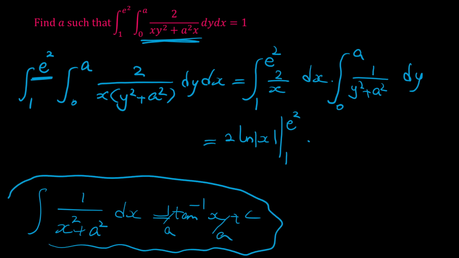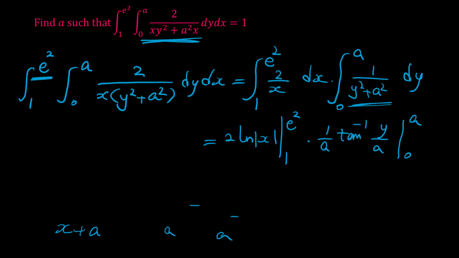This is the formula that I highly recommend you memorize, because if you memorize the formula only for 1, then you can only integrate 1 over x to the 2 plus 1. But whenever we have a number other than 1, this more general formula is better to remember. So this is the formula: the integral of 1 over x to the 2 plus a to the 2 is 1 over a tangent inverse of x over a. Based on this formula, the integral of this is 1 over a tangent inverse of y over a from 0 to a.